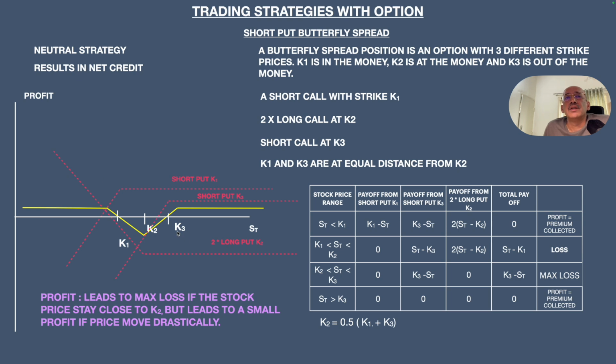Okay. Now, let us see what are all the situations which you have. First is if the price ST is less than K1, K1 से अगर कम है तो क्या होगा? What will happen? These two long puts at K2 will be in the money. Okay, 2 times long put will be in the money. However, both the short puts will be in loss. As a result, you will result in net profit. How net profit? I will tell you.